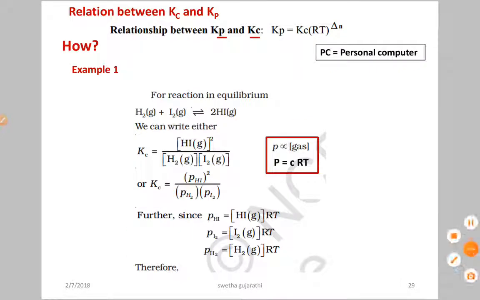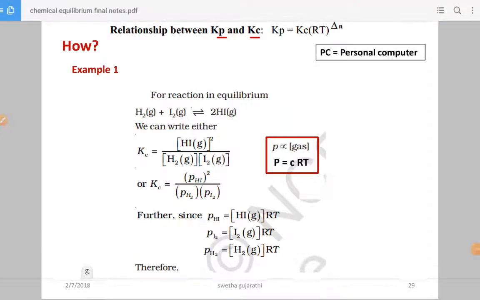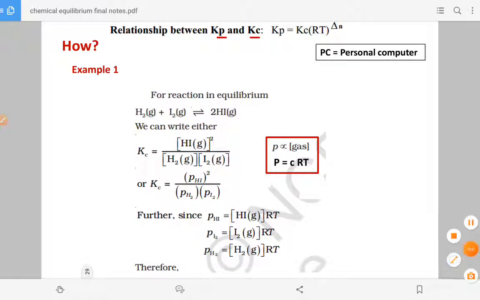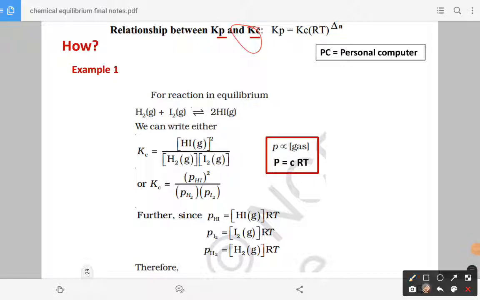Now let us see the relation between Kp and Kc. The relation is Kp equal to Kc into RT to the power delta n. Simply, I will remember it for the sake of a landmark: P and C. P is just, as you know very well, personal computer. This is just a landmark. So Kp equal to Kc into RT delta n.